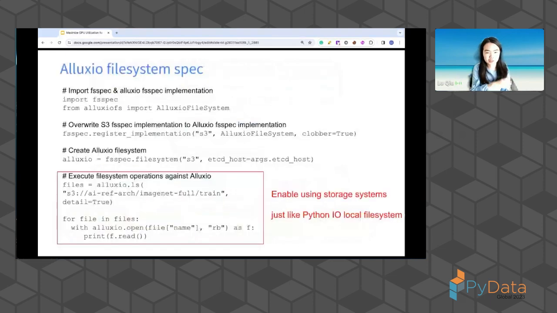And this is a pretty simple example of how you can access S3 storage just like a Python IO local file system. You can do alluxio.ls, alluxio.open, and read. It's pretty similar to what you use with the Python IO library.